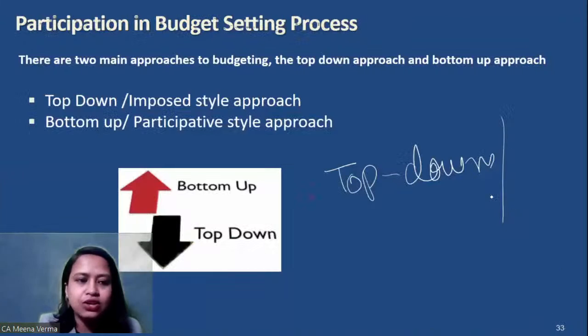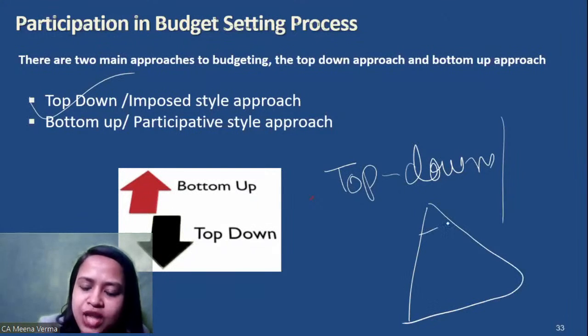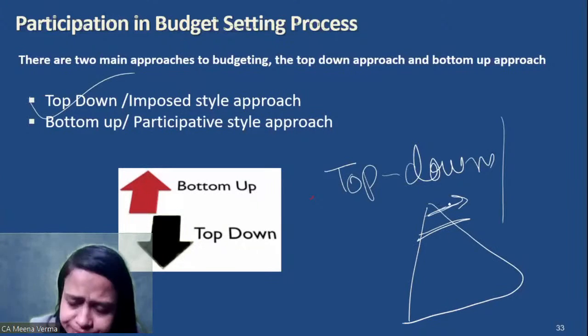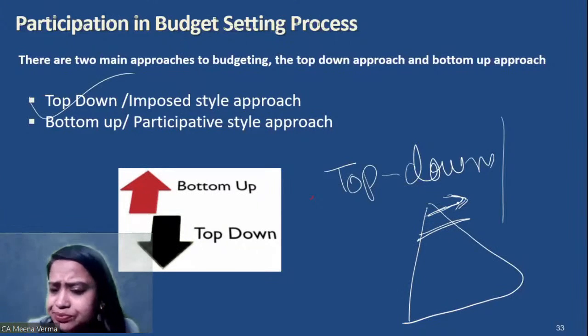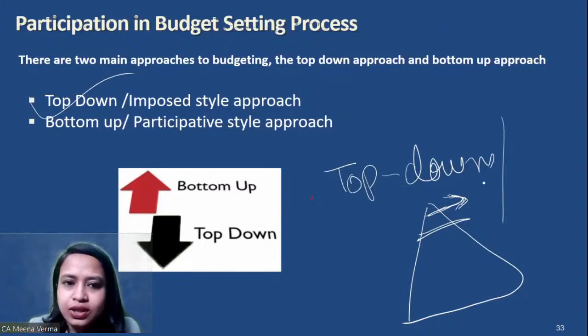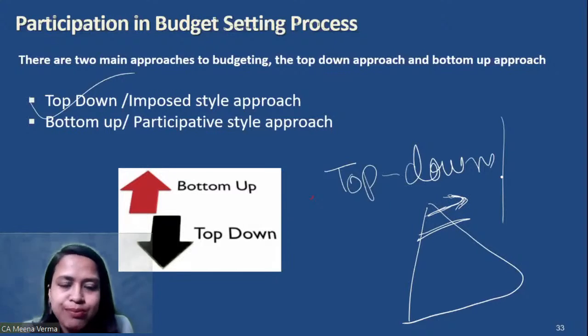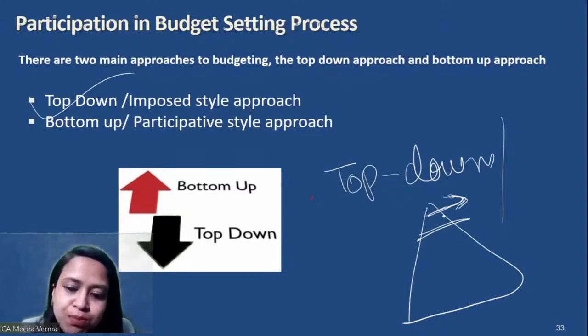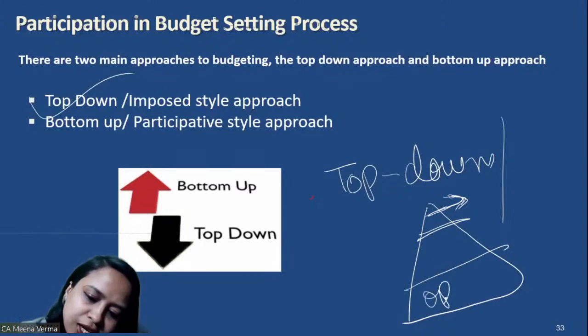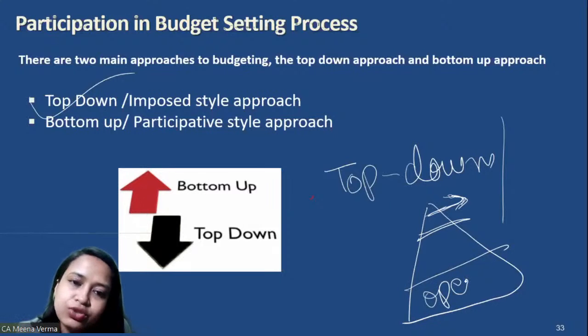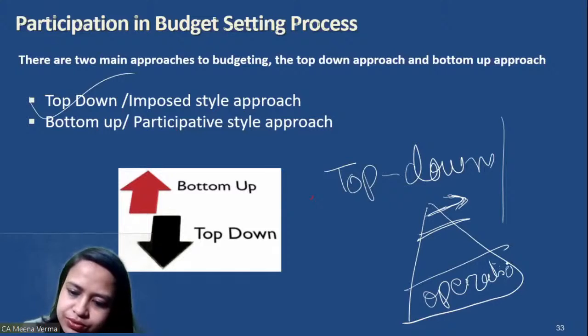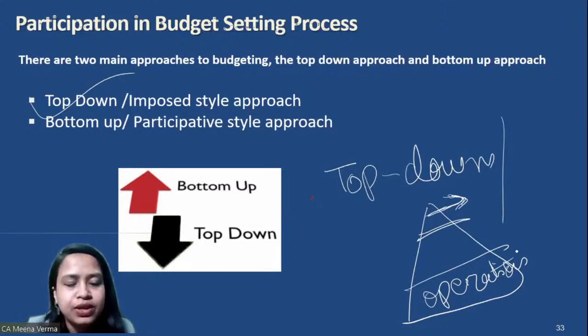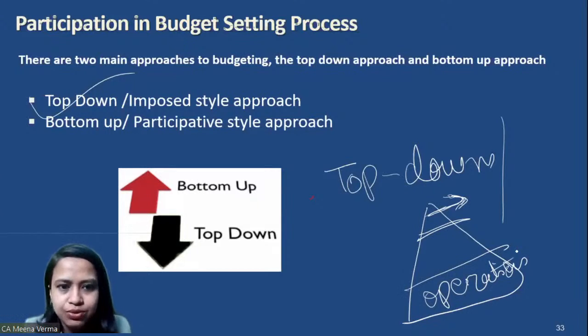So we have two styles of budget. One is the top-down approach. In the top-down approach, the upper management, the director, the president, or the chairman, those sitting at the top level of the management, prepare the budget and impose it on the people who are actually working at the operation level, those working with the machines. So this is what actually happens in the top-down approach, the impose style approach.